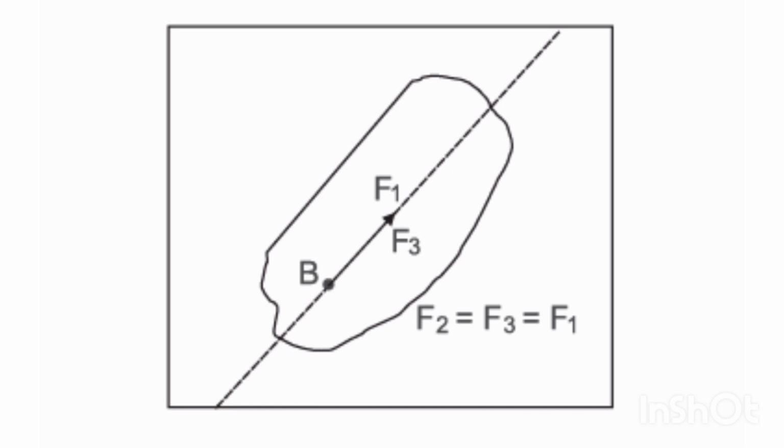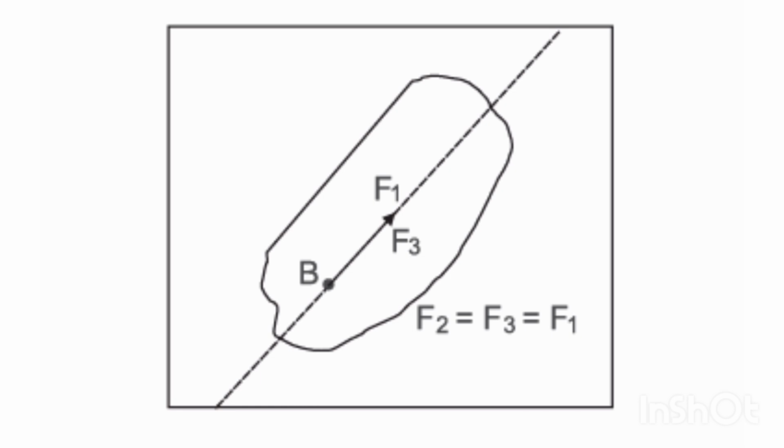At point B, a force F1 is acting in the outward direction. If we transmit this F1 to some other place along this dotted line and give it the name F3, then we can say that F1 is equal to F3. If it is F2, then F2 is equal to F3 is equal to F1.